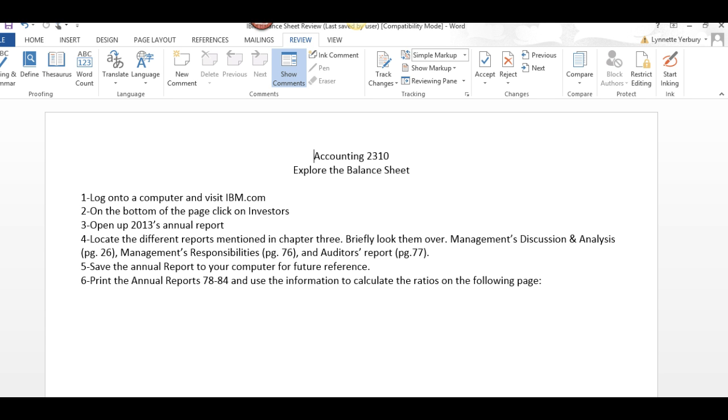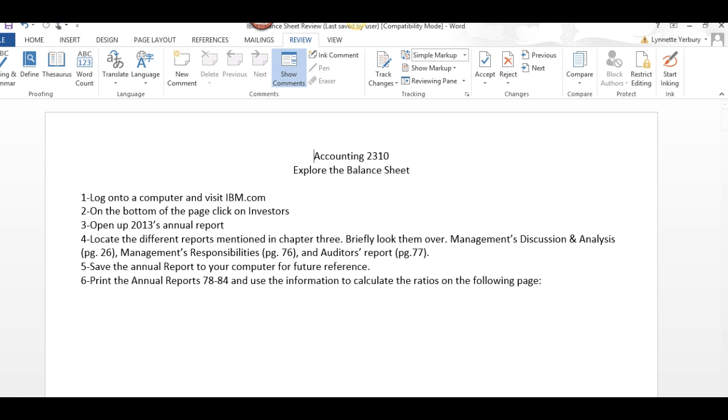Then I would like you to save IBM's entire annual report to your computer for future reference. I enjoyed it so much I'd like to reference it throughout the rest of the year. And then print just the annual report financial pieces, which are included on page 78 to 84. The whole report's very long, and you only need just a few pages. So I've told you what to do. Now I'm going to show you how to do it.